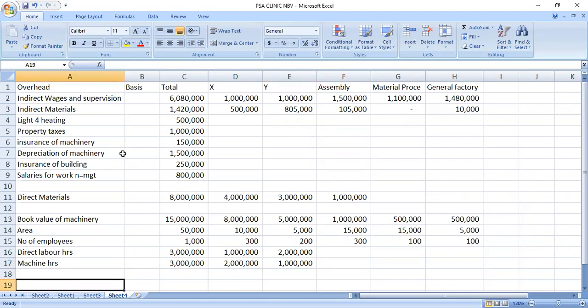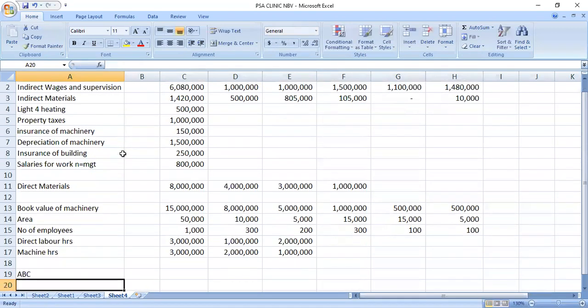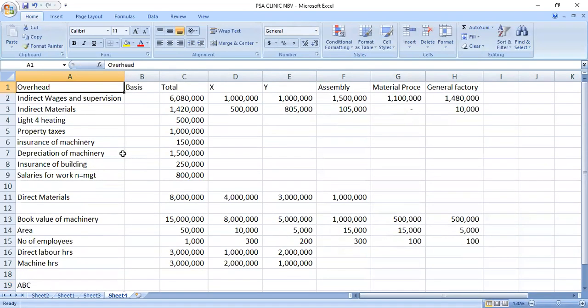Given the information that I have, I'm supposed to apply ABC. I can't apply the traditional method in this case, since I wasn't given the information regarding the traditional method. So for ABC, we all know that for those that are not split yet or allocated, maybe before I talk about that, allow me to comment on the steps.